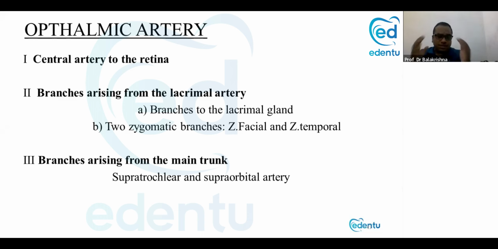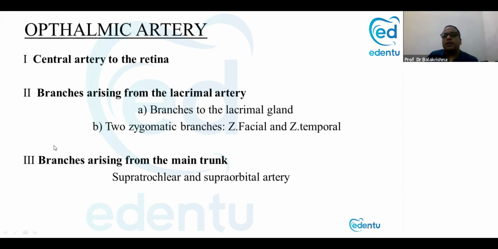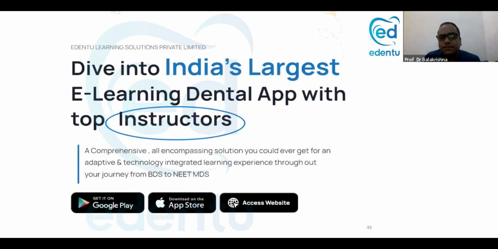So whatever I am discussing today, if you learn this properly, your anatomy will be solved. Ophthalmic artery, first part. What is ophthalmic artery? Ophthalmic artery is the cerebral part of internal carotid artery. Branches arise: the artery of the retina; the lacrimal artery, which has 2 branches, zygomaticofacial and zygomaticotemporal, very important. Branches arising from the main trunk are the supratrochlear and supraorbital arteries. These 2 are very important. In your scalp chapter, you will be reading this.